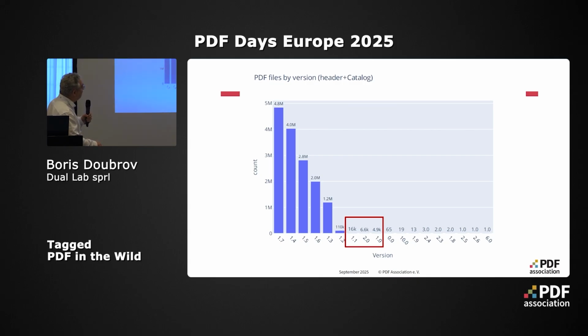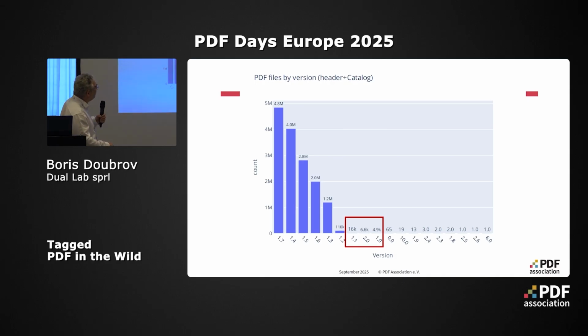These are all valid standards, 1.0. There are still 5,000 documents with version 1.0. Only 6,600 documents declare version 2.0. This means that PDF 2.0 is not yet here, actually. So we have fewer 2.0 documents than 1.1, for example.